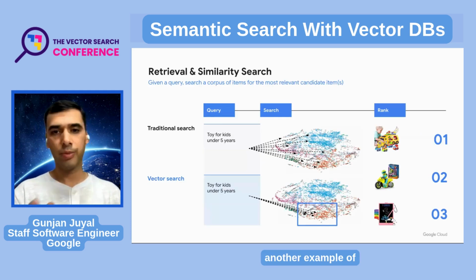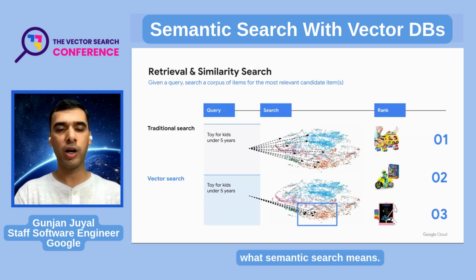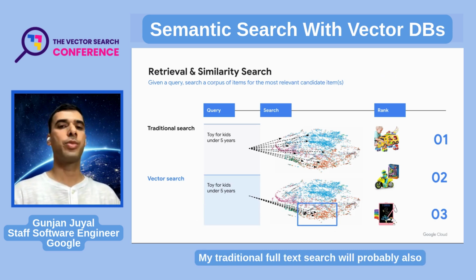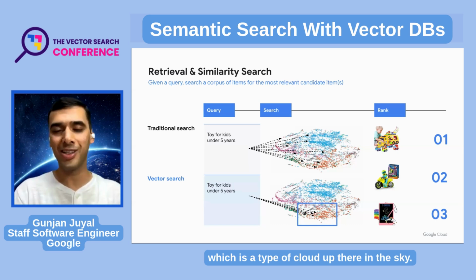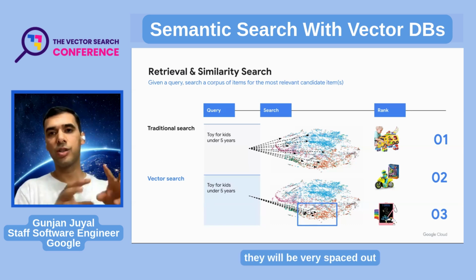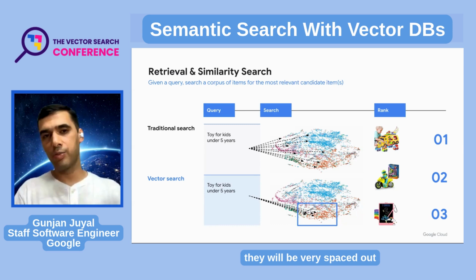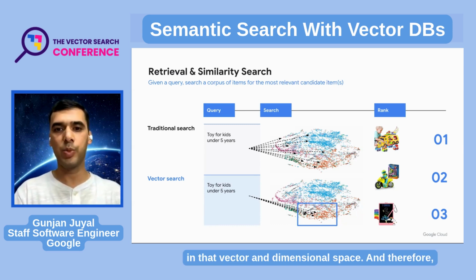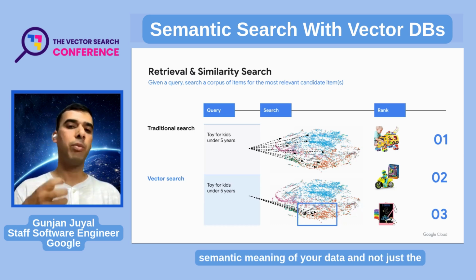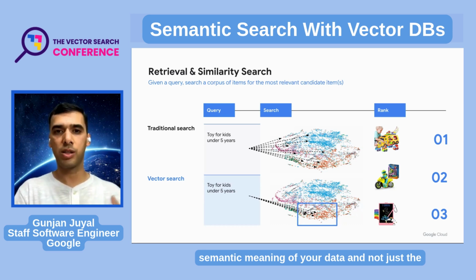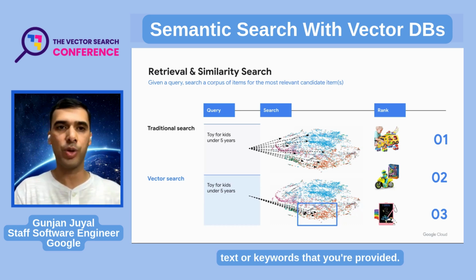Another example of what semantic search means. For example, if I'm searching for Google Cloud or AWS Cloud, my traditional full text search will probably also return me results about Nimbus Cloud, which is a type of cloud up there in the sky. But with vector search, they will be very spaced out in that n-dimensional vector space, and therefore you are expected to get results based on the semantic meaning of your data and not just the text or keywords that you have provided.